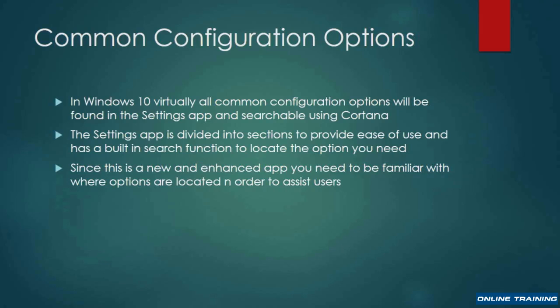In Windows 10, most of your common configuration options are going to be found in the Settings app. They can be located there by browsing, or via searching using Cortana. The Settings app is divided into various sections, and it's these sections, along with the built-in search function, that make it pretty easy to locate the option that you're going to need. But it's a new app, an enhanced app.